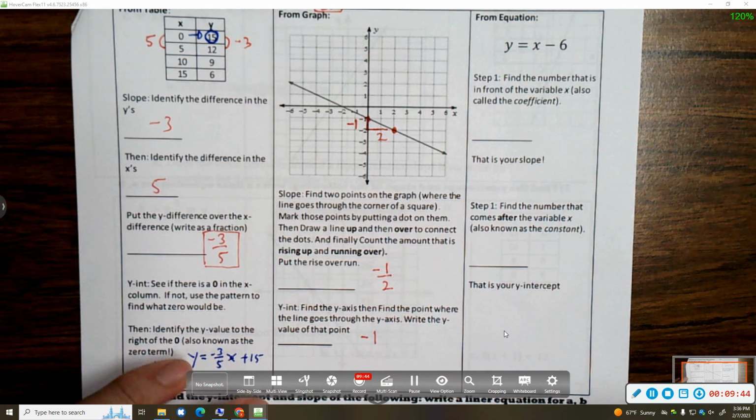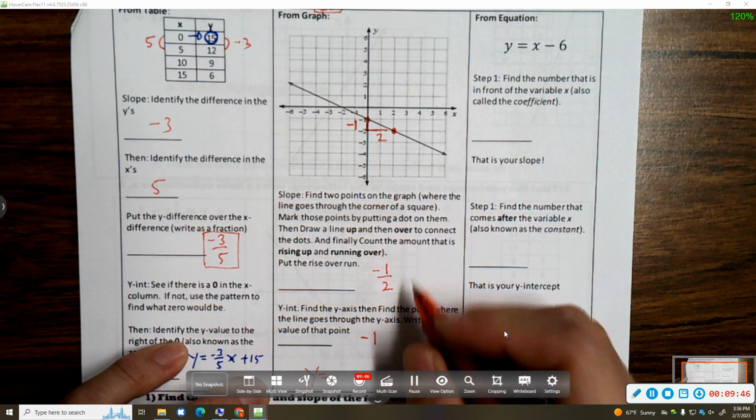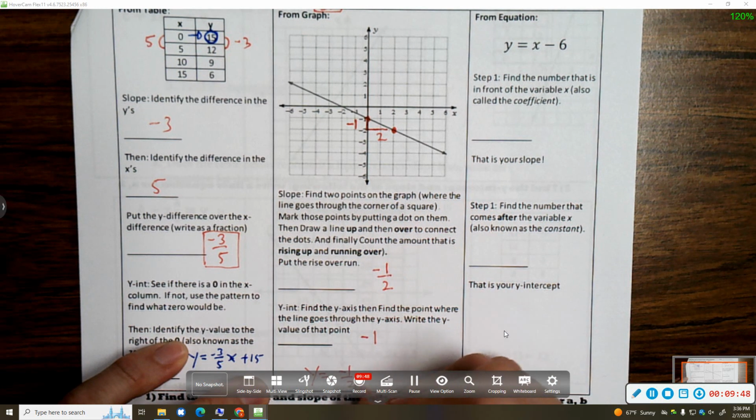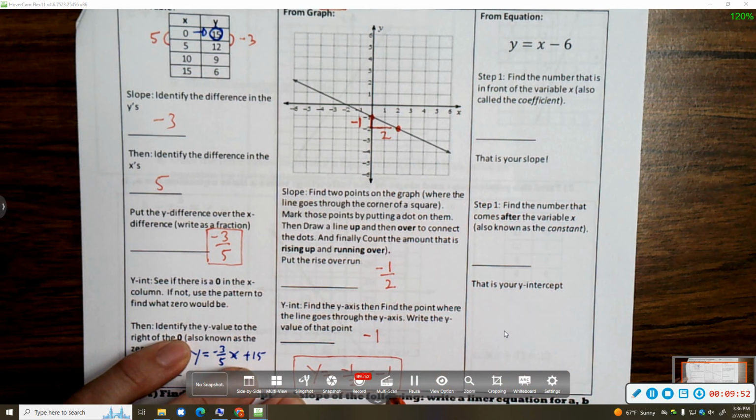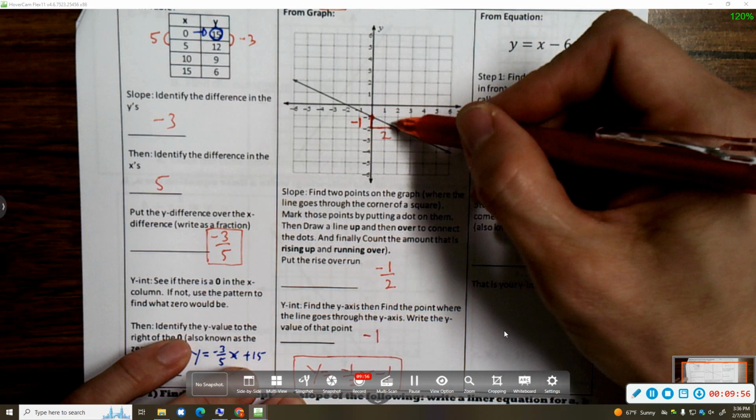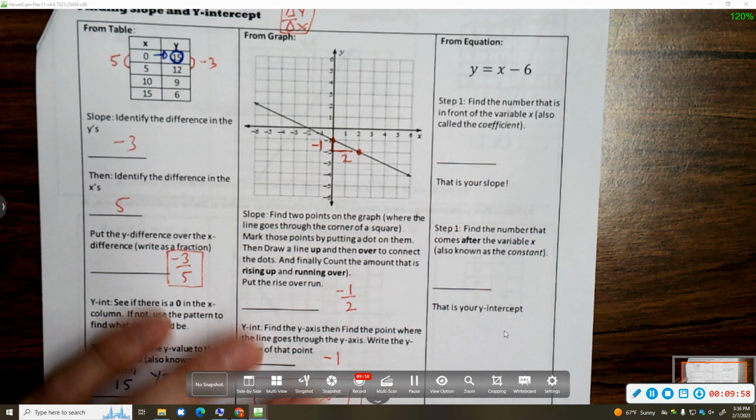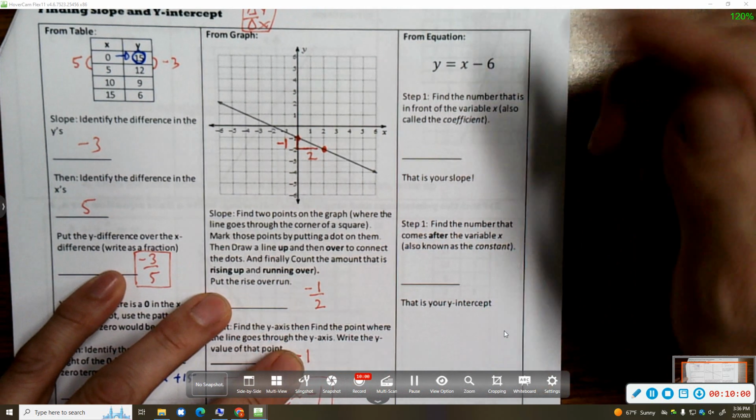All right, let's write down our equation. Y is equal to your slope, which is negative 1 over 2x minus 1. And there you go. That is where you start. And then from there, you go down 1 over 2. You start here, down 1 over 2. Perfect.